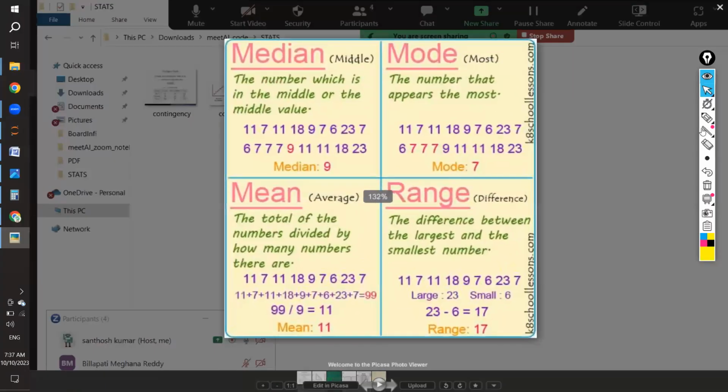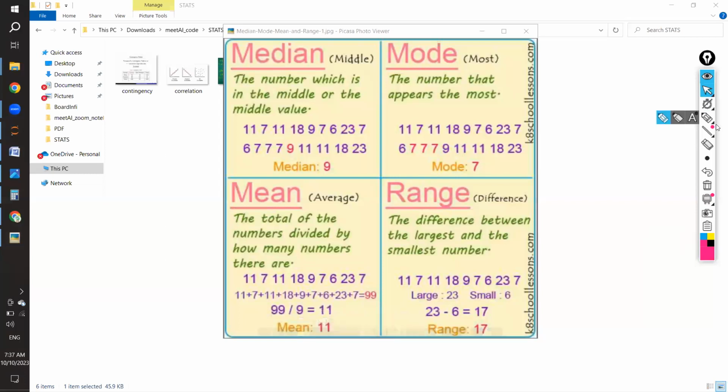See guys, the mean of the values is the average. That means the total of the numbers divided by how many numbers there are. If you see the mean of all these numbers, it is simply the sum by the count. 9 numbers, sum 99 by count 9, 11 is the mean of these numbers. Agree? Simple. Now coming to the median, sorry, not mode, median. The number which is in the middle, the middle number, is called the median. Just try to understand.